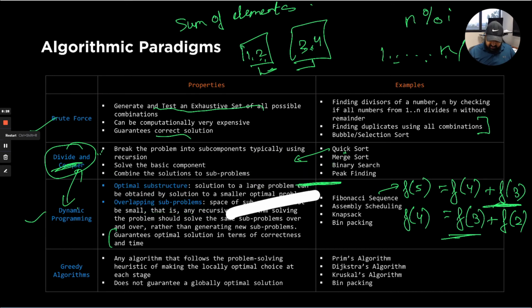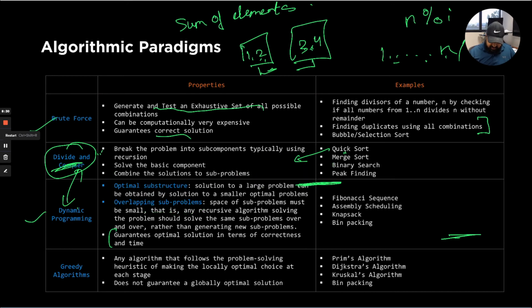The last paradigm is the greedy algorithm paradigm, and in this paradigm you basically solve a particular problem by using some sort of heuristic. And what is a heuristic? It's basically an idea that you take to maximize an objective function. What those are, we are going to discuss very shortly.